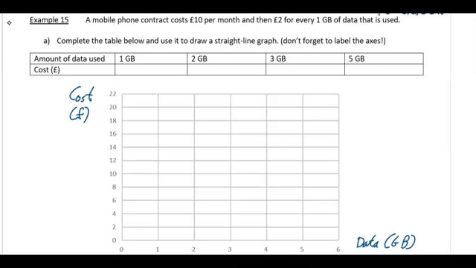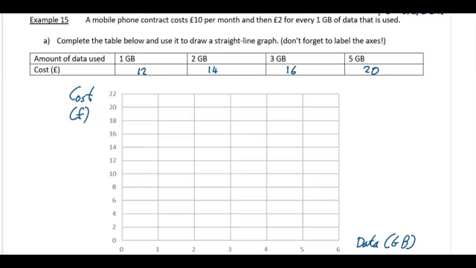So this one here is going to be 1 gigabyte is going to cost you £10, the initial £10, plus £2, so it's going to cost you £12. Next one is going to cost you £10 plus 2 times 2, so it's going to be £14. Next one is going to cost you £10 plus 3 times 2, so it's going to cost you 16. Just be careful, we've jumped now to 5, so this is going to cost you £10 plus 2 times 5, so it's going to cost you 20.